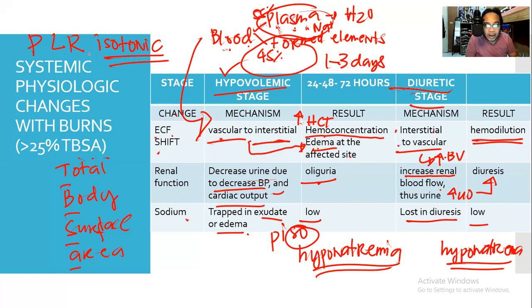If ever walang plain LR, your next solution there is your plain NSS tayo. Okay? Yung 0.9 sodium chloride or that is your plain NSS. Okay, that is your isotonic pa rin ito. Pero if ever meron na silang makuha na plain LR, ibabalik nila or i-change niya yung plain NSS to your plain LR. Remember that your plain LR also contains your sodium. Okay? Ayan.